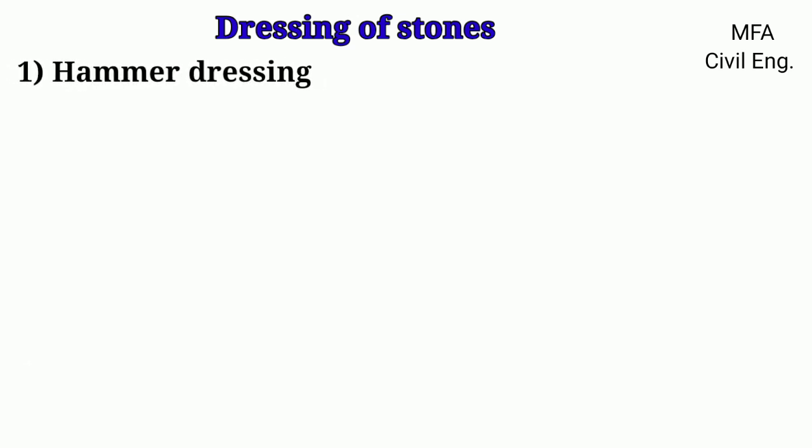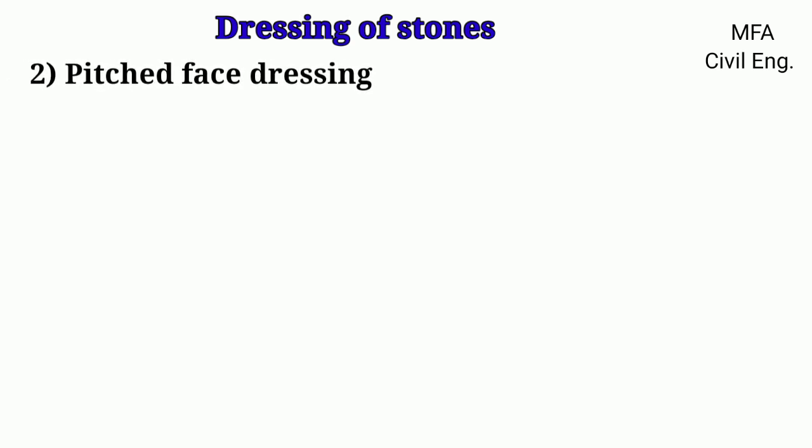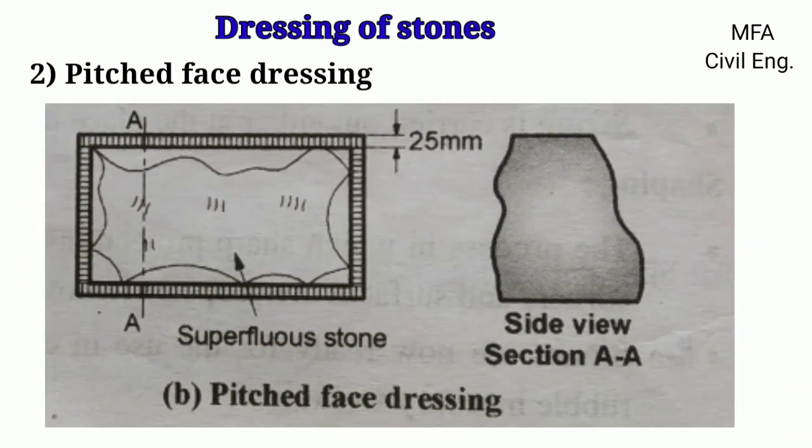Hammer dressing. In this case, the stone blocks are roughly made rectangular by means of the waller hammer. Then the exposed surface is roughly sharpened by the mesh hammer. Pitch face dressing. In this case, only the edges of a stone up to 25 mm on all sides are dressed level, and the superfluous stone on the face remains as it is.